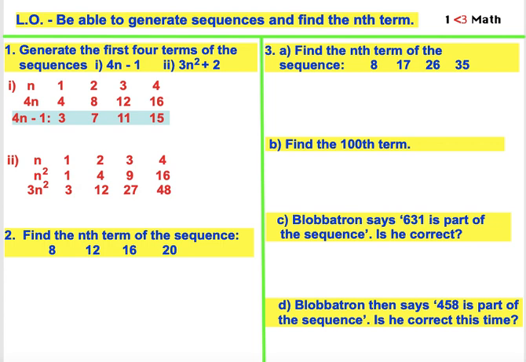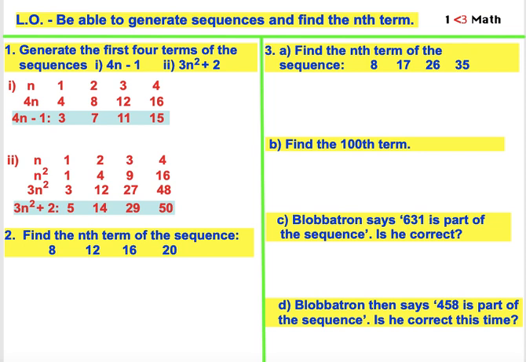Finally, we need to add 2. So 3n squared, add 2 is going to be 3 add 2 is 5, 12 add 2 is 14, 27 add 2 is 29, and 48 add 2 is 50. So that would be our sequence for 3n squared plus 2.